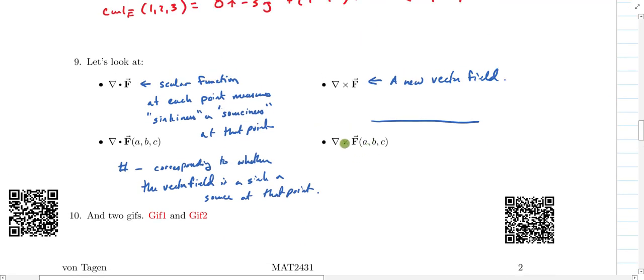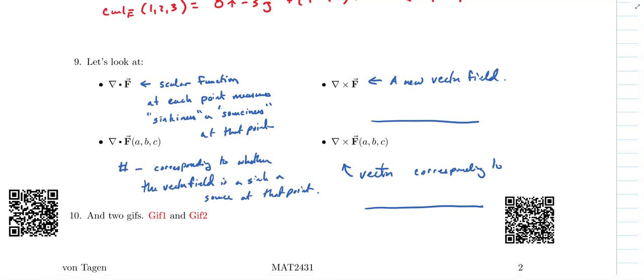Now here, we're looking at the curl at a point. So this is a what? This is a vector. So the curl of a vector field is a new vector field. So if we evaluate the curl at a point, this will give us a vector corresponding to what? Well, we haven't said. Okay. So I'm going to get into more detail in this in class, but let's go ahead and look at a couple of GIFs that show us the curls of some simplistic vector fields.